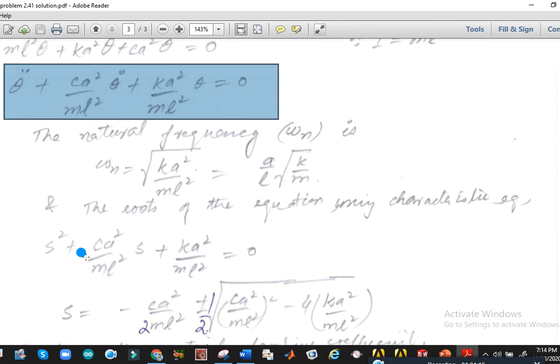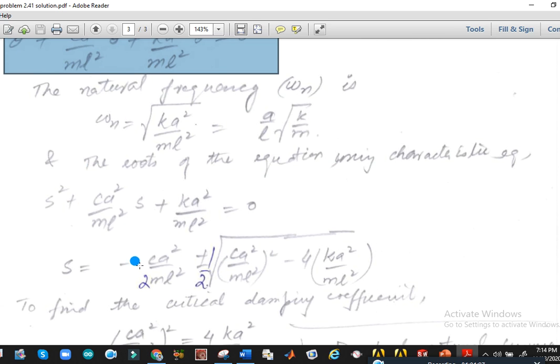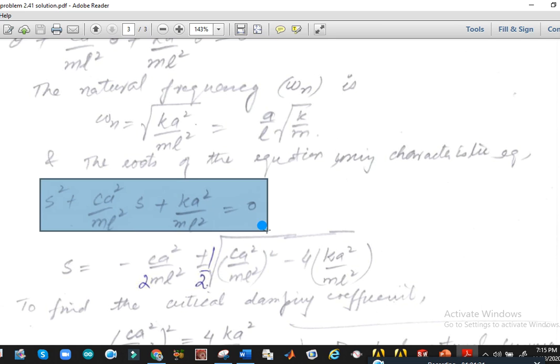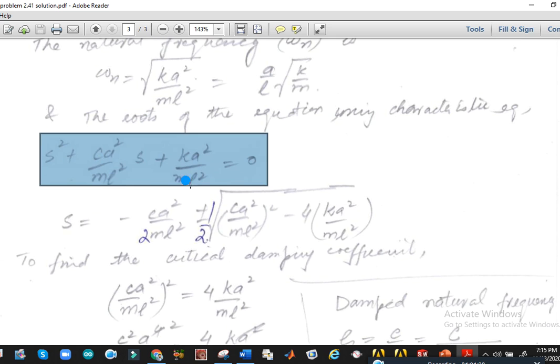Here we have taken the assumed solution, that is, taking the root, taking one time derivative and two time derivatives and putting the values here, we will be left with this equation. Now this is your simple quadratic equation where A is equal to 1, B is equal to CA square over ML square, and C is equal to KA square over ML square.